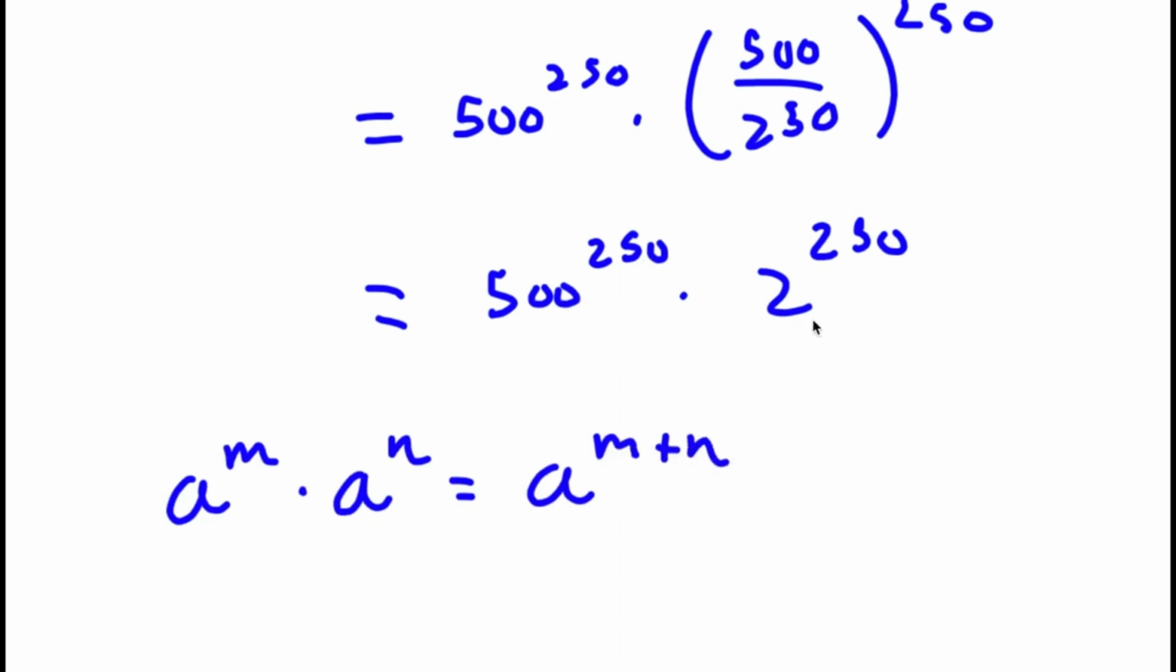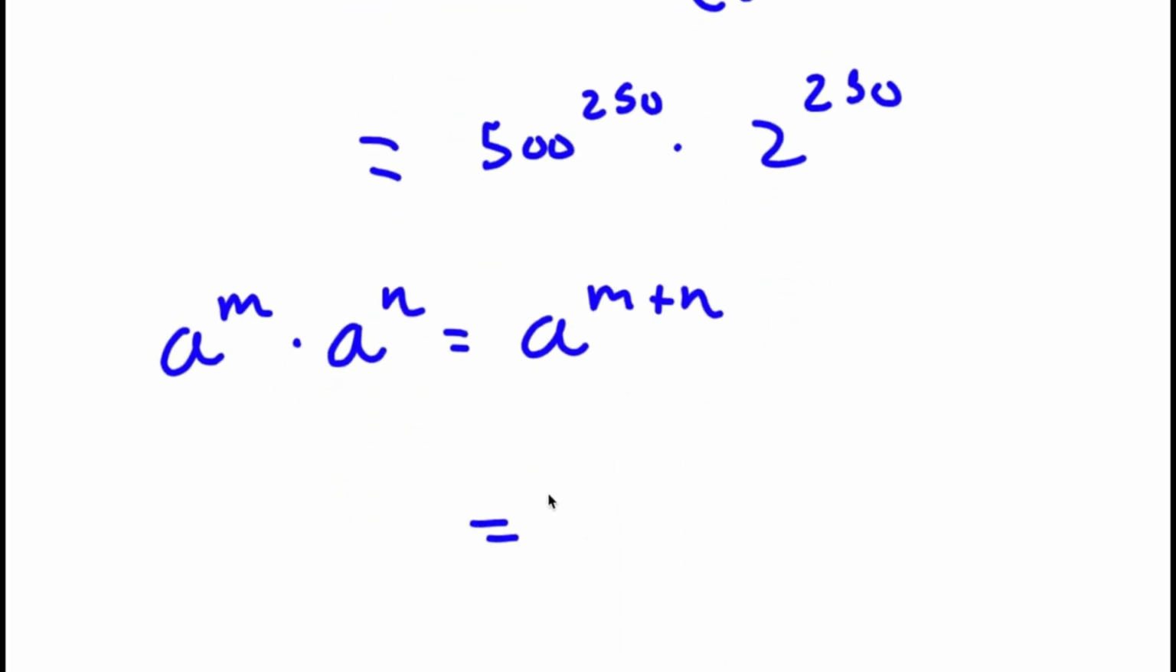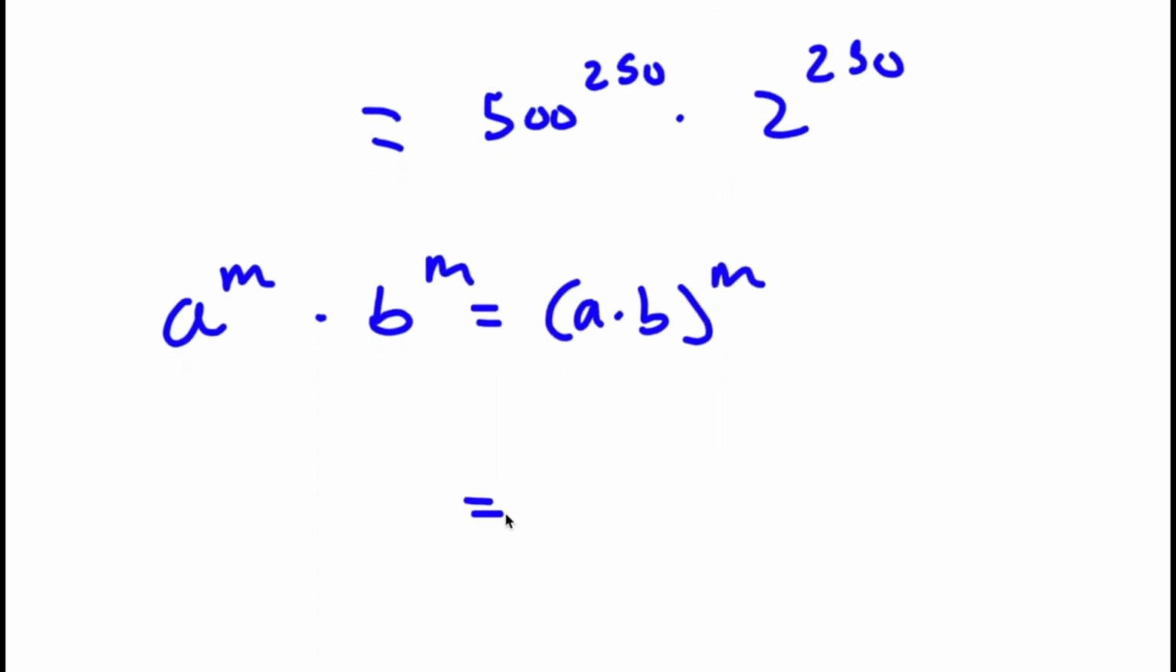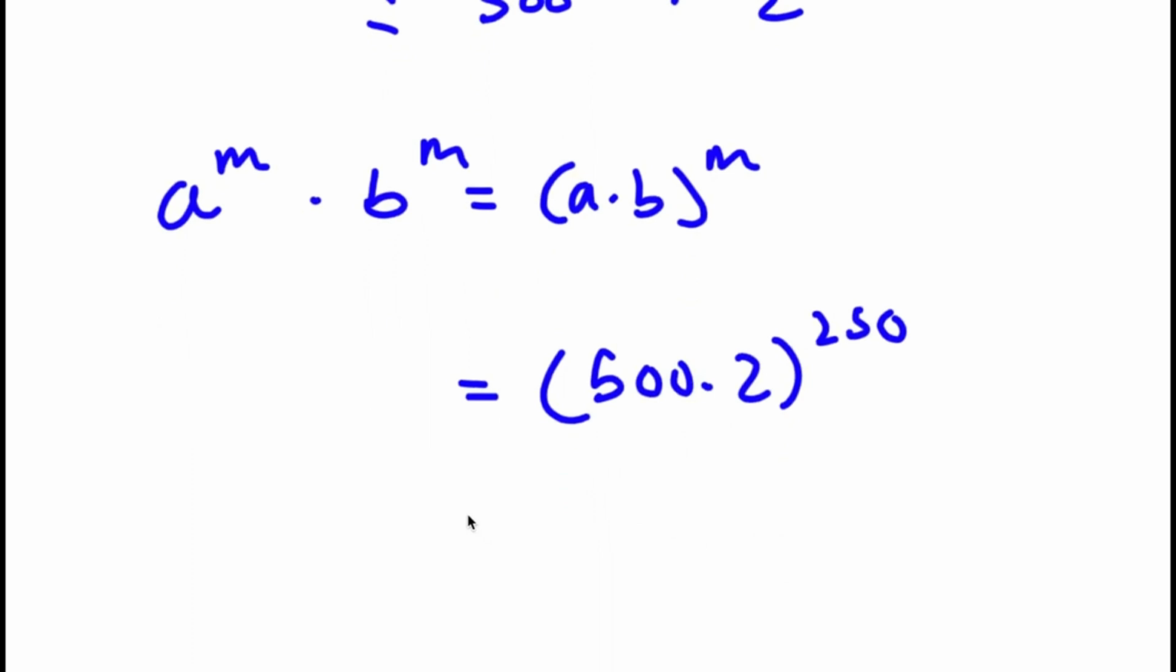So 500 to the power of 250 times 2 to the power of 250. If I have something in the form a to the power of n times b to the power of n, this is simply equal to a times b to the power of n. So 500 to the power of 250 times 2 to the power of 250 is equal to 500 times 2 to the power of 250. And 500 times 2 is 1,000, so I have 1,000 to the power of 250.